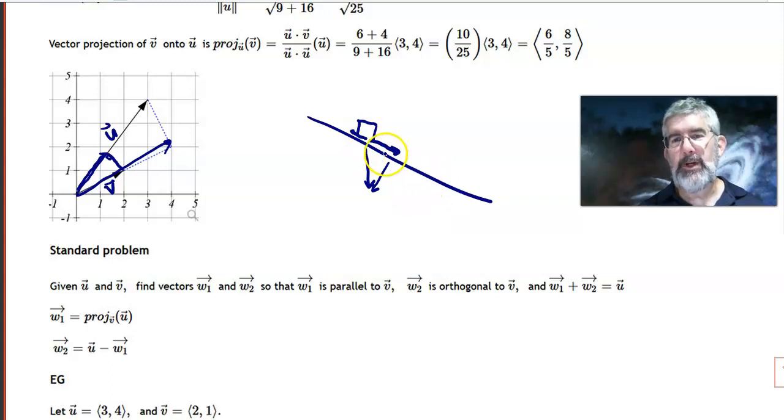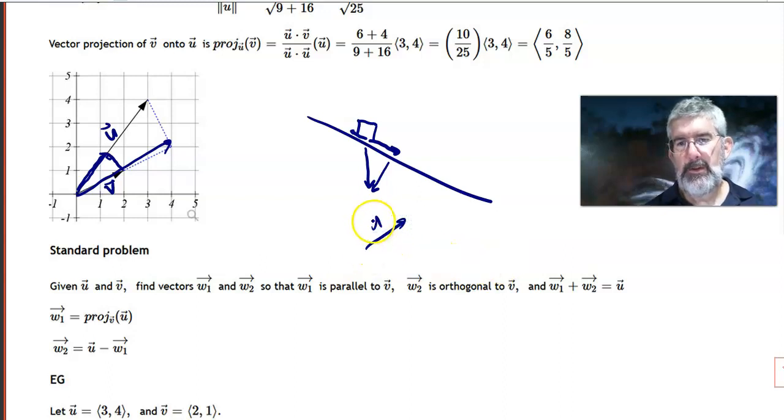If it was a frictionless ramp, of course, there would be no force of friction, and it would just accelerate as the parallel component of this. Okay. So here's the way we word this. If I'm given two vectors, u and v, I want to find two other vectors. I'm going to call them w1 and w2. So w1 is parallel to v, w2 is perpendicular to v, and the sum of w1 and w2 is u.